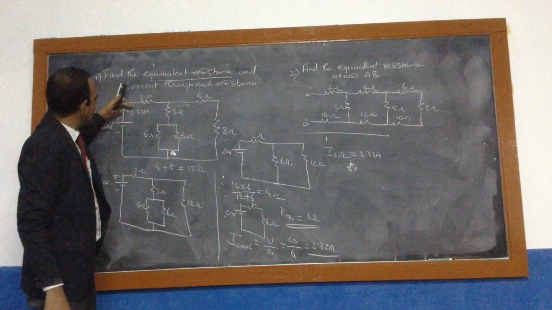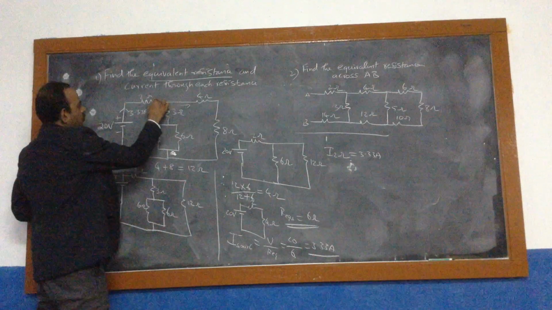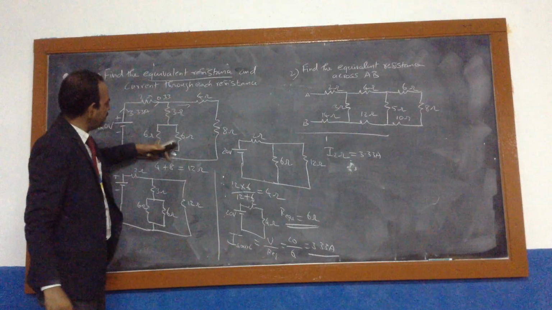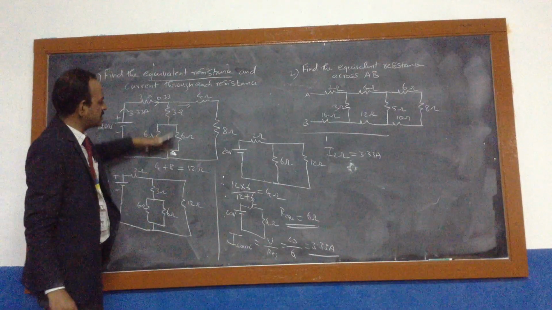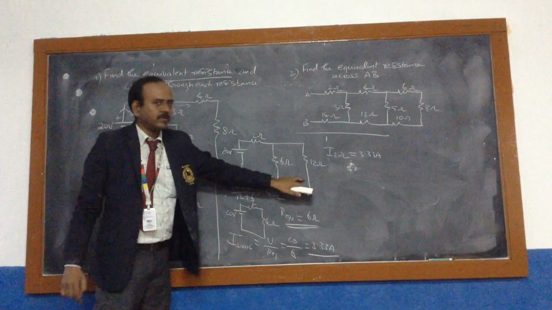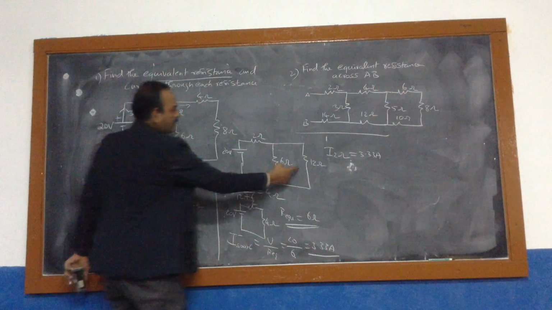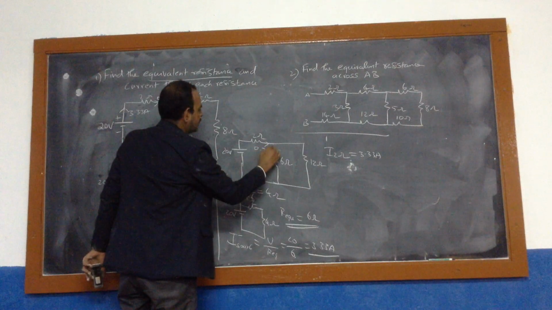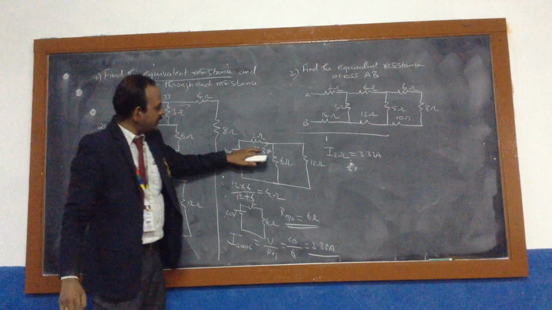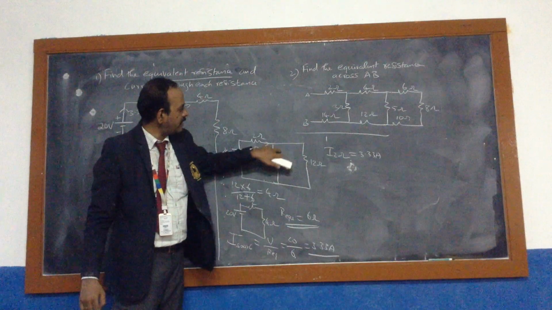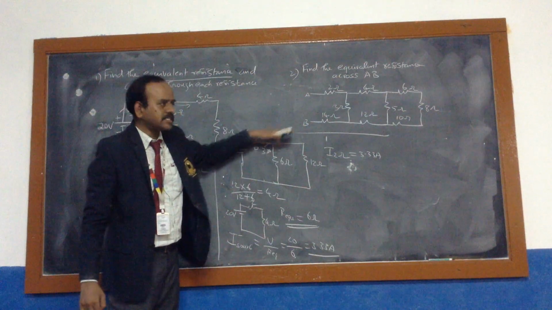Now we got the current flowing through the 2 ohm. So the current flowing here is 3.33. What is the equivalent resistance of each branch? One branch is 6 ohm, and this branch is 12 ohm. Now we have 2 resistors in parallel. So here we have 3.33, which is divided into 2 branches of 6 ohm and 12 ohm. From this you can find the current flowing through each branch.